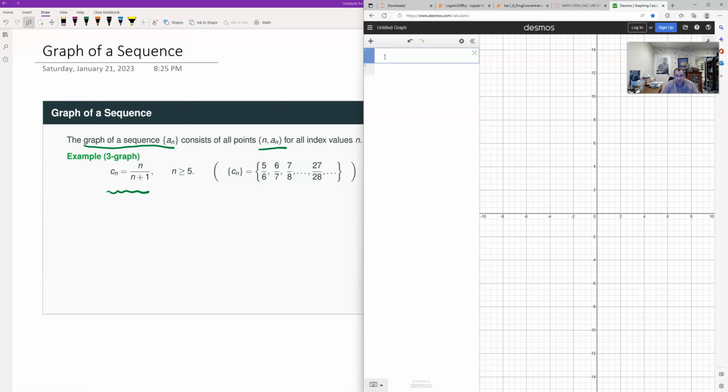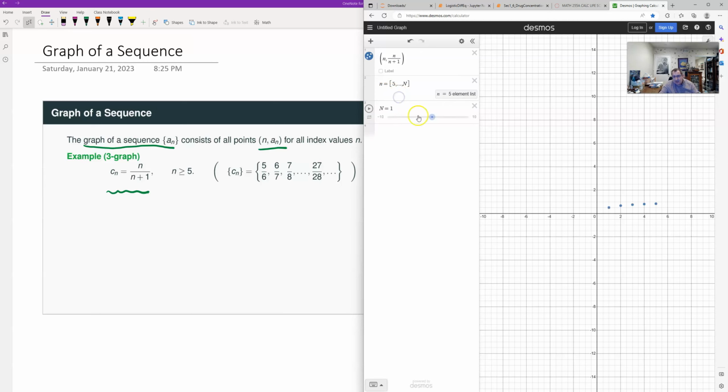So we can try to code it. The first thing I will do, I will code the sequence. n is the index, and the formula for C sub n is n divided by n plus 1. Okay, that codes the element of the sequence. Then I'm going to say that n starts with 5 and then goes all the way to some large number, because I cannot really do infinity in computers. I have to go with some really large number. Let me call it capital N.